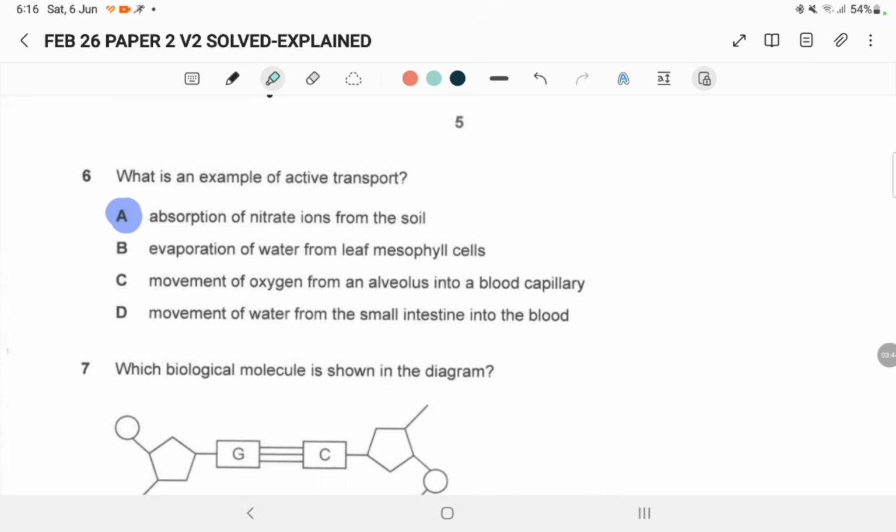Now, which is an example of active transport? It says here absorption of nitrate ions from the soil. Of course, we have seen this a lot in past papers, even in the May-June 2025 Paper 2. Evaporation of water is a passive process, as evaporation occurs due to temperature or heat, not due to an active, energy-requiring process. Movement of oxygen is by diffusion, which is a passive process. Movement of water is by osmosis, which is also a passive process.